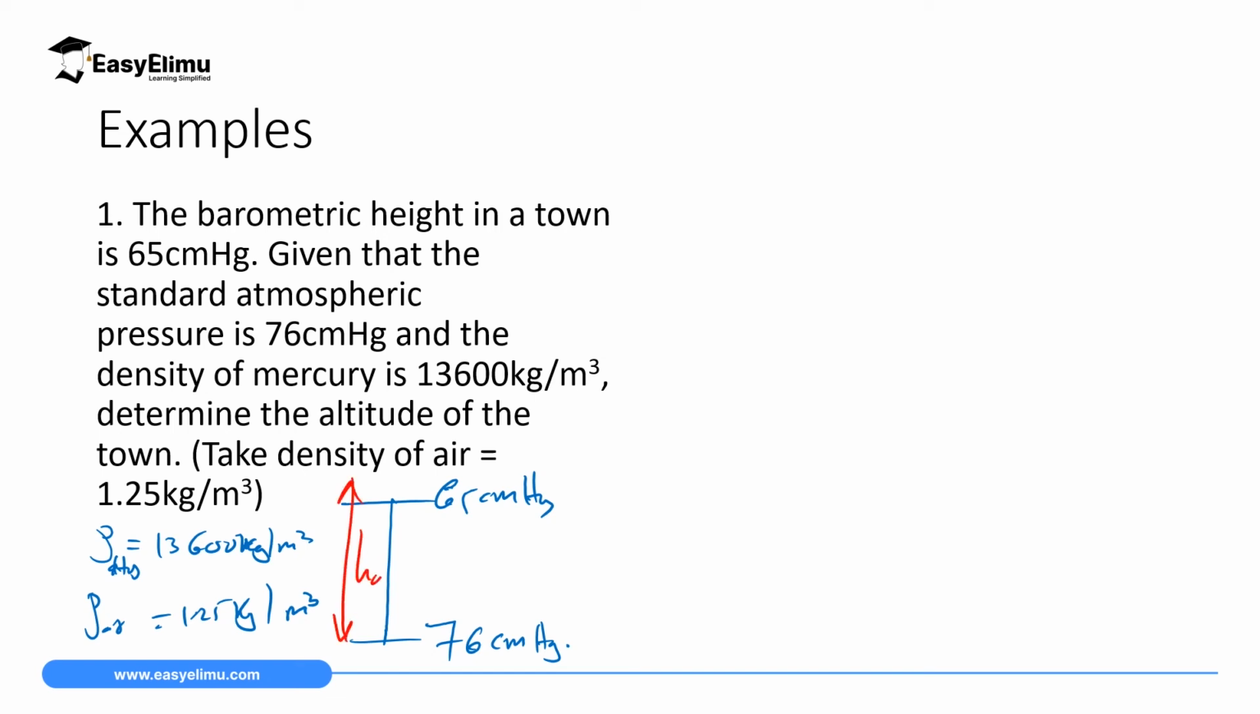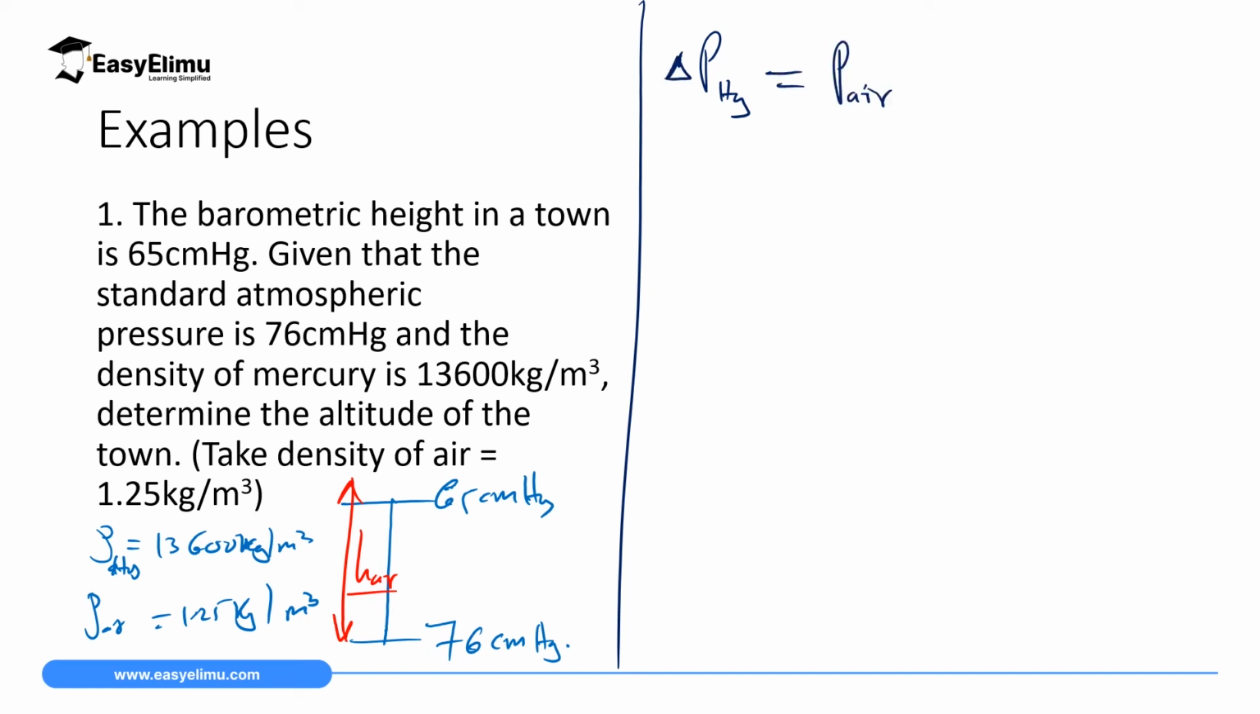They want us to calculate the height due to this air here. So what you do, we said pressure difference due to mercury is the same as pressure of the air between the base and the top. And this one, we can write it as pressure due to the mercury is change in height of mercury times density of mercury times gravitational constant is equals to the pressure due to air, height of air, which we don't know, times density of air times gravitational constant.